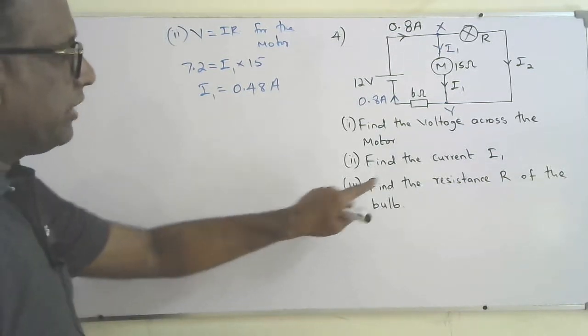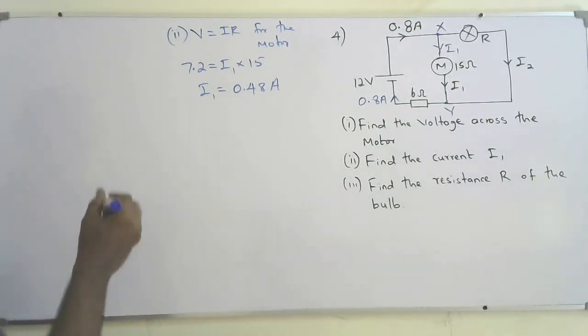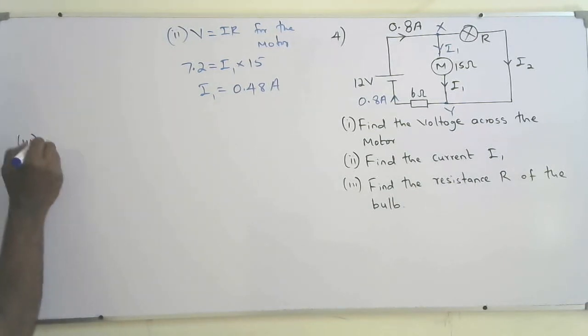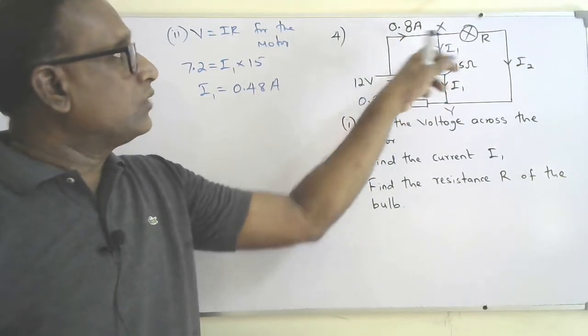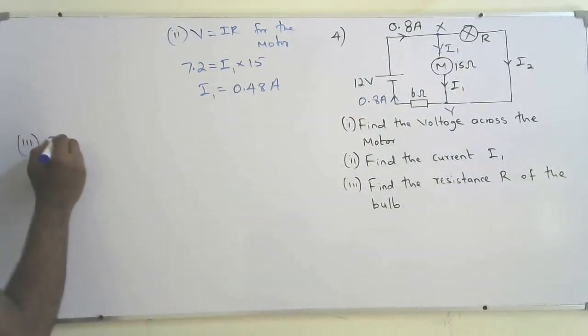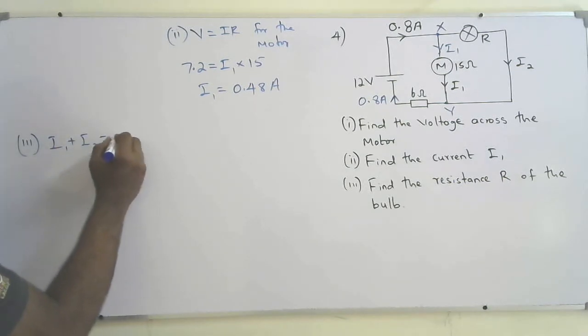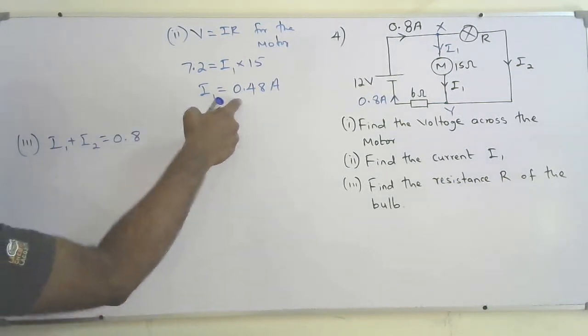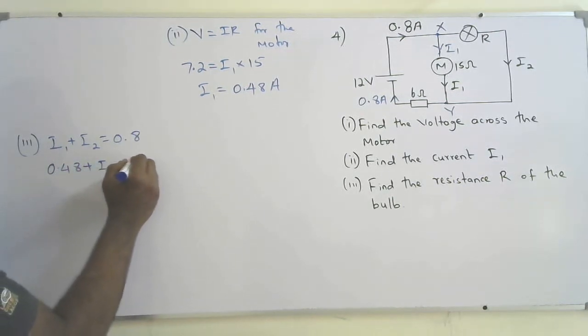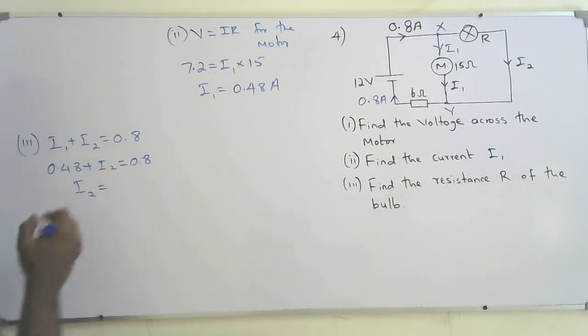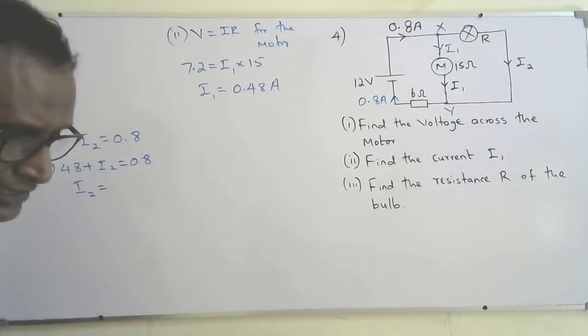Okay, third part, find the resistance R of the bulb. So I know that according to Kirchhoff's first law, 0.8 equal I1 plus I2. So that means I1 plus I2 is equal to 0.8. I know I1 is equal to 0.48. So find the current I2 first. Current I2 will be 0.8 minus 0.48. That will be 0.32 amperes.